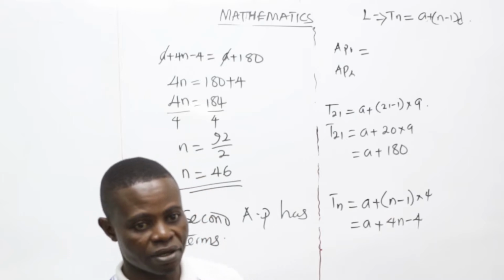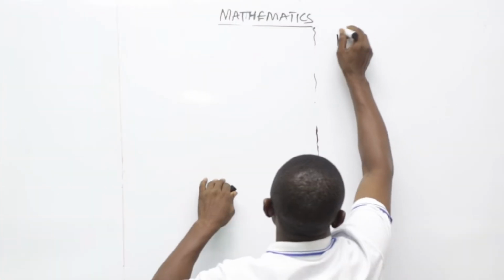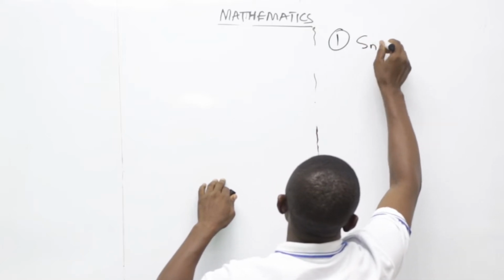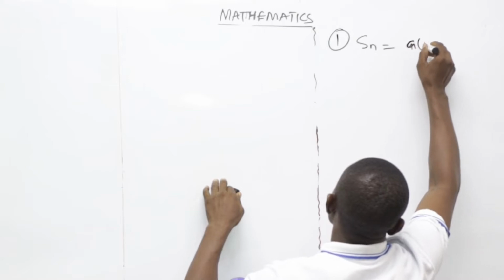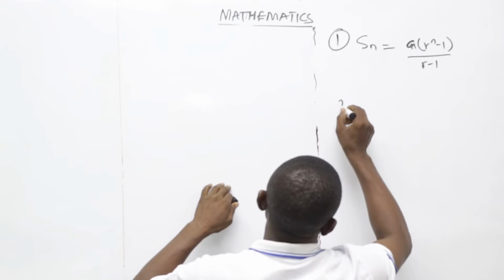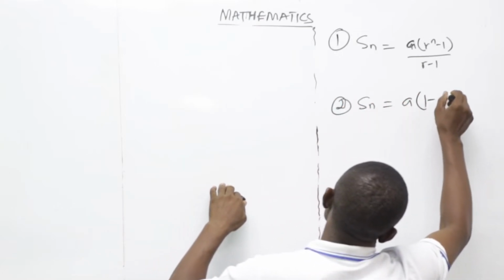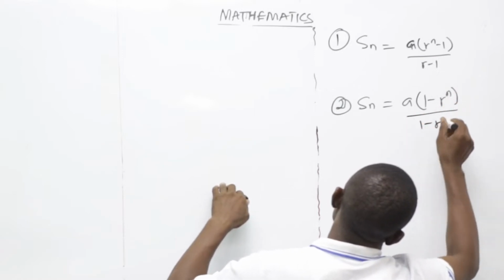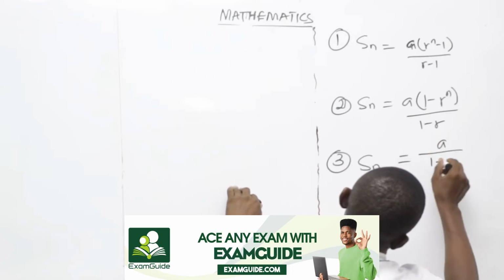Let's go over to another one, the 3 formulas in sum of GP, geometric progression. In GP, let's write down the formula first. 1. Sn equals A bracket Rn minus 1 all over R minus 1. 2. Sn equals A bracket 1 minus R raised to the power n all over 1 minus R. 3. Sn equals A all over 1 minus R.